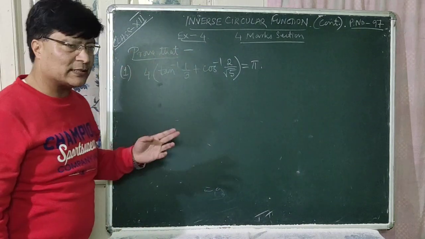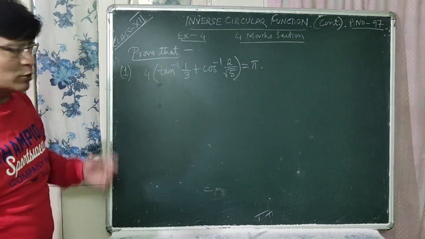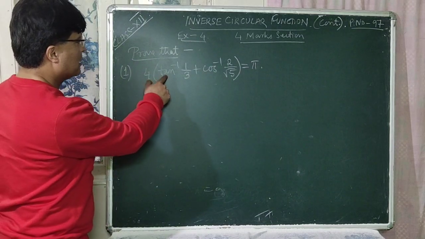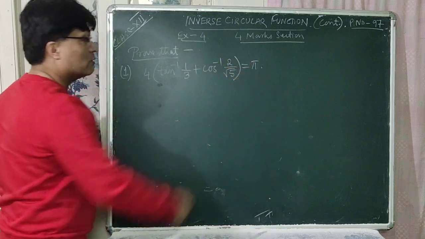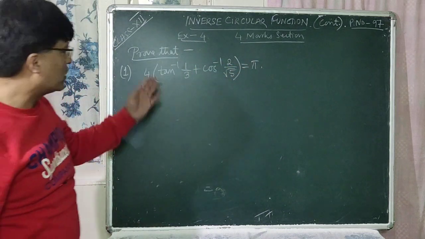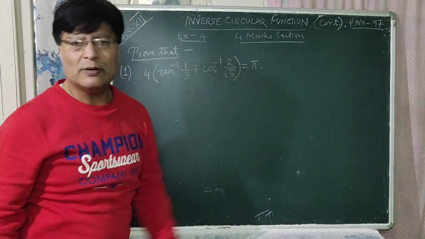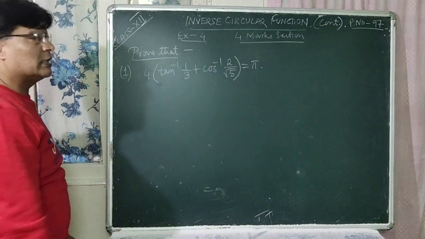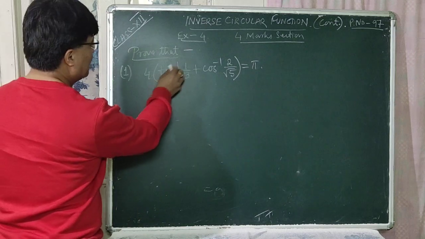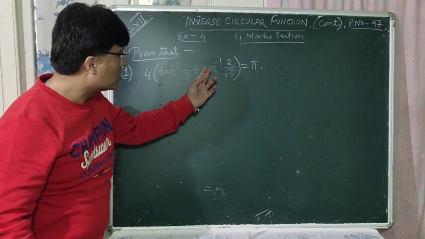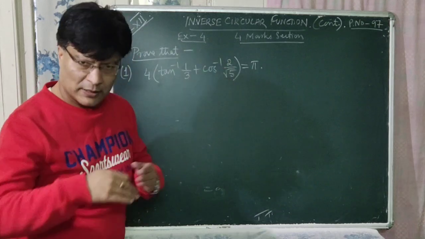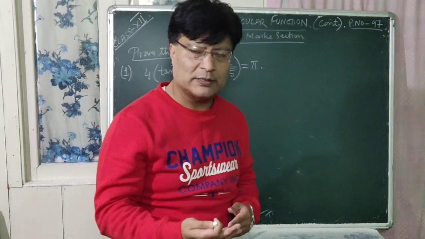Let us prove that, this is question number 1. The question is 4 within bracket tan inverse 1 upon 3 plus cos inverse 2 by root 5 bracket close is equal to pi. You have to prove LHS is equal to RHS. Now you can use the formula tan inverse x plus tan inverse y, so you have to convert this cos inverse 2 by root 5 into tan inverse, right?